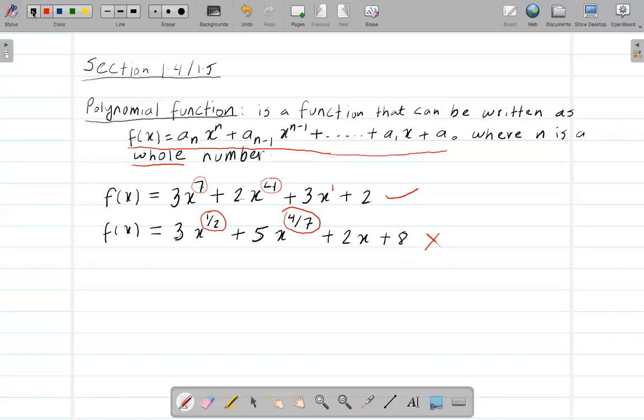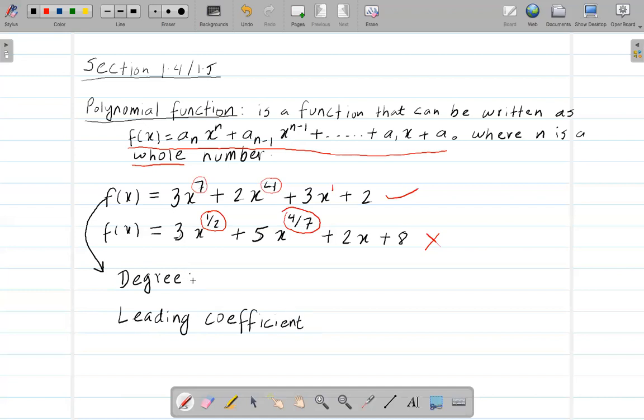All right. And if it is a polynomial, then we can find two things: degree and leading coefficient. The degree is the highest power of the polynomial. The highest power here that we see is 7, right? So 7 is the degree of this whole polynomial.